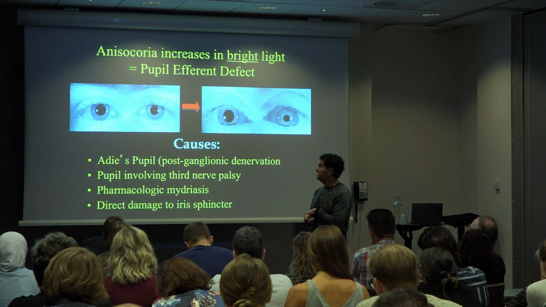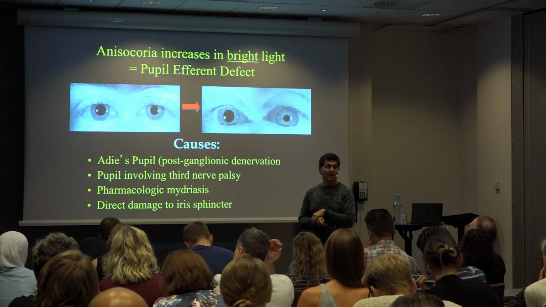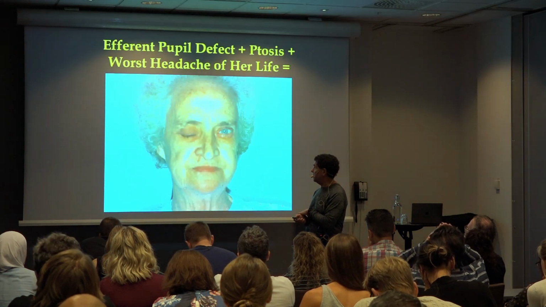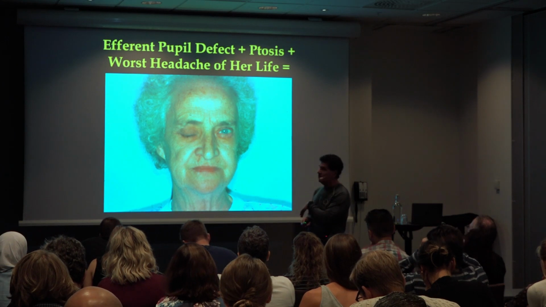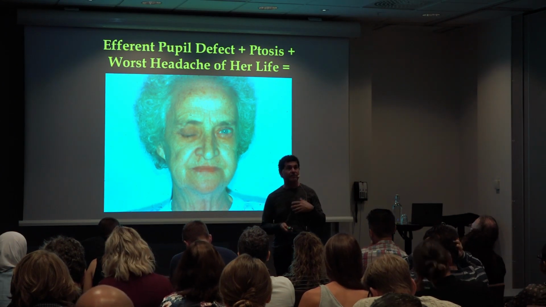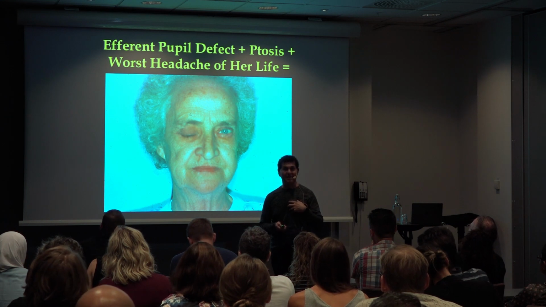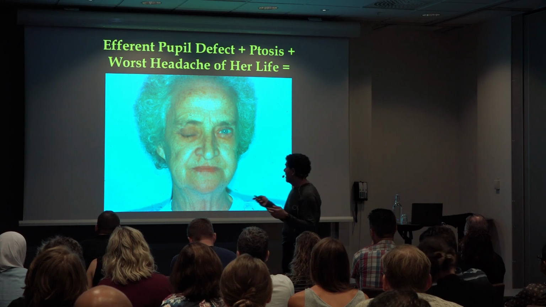In the last 15 minutes, let's try to cover the efferent side on the sphincter muscle, where the anisocoria gets worse in bright light. I'm showing this case, it's an old photo, because I saw this patient as a fellow, and I made a big mistake. So I learned from that mistake. I'm going to hope that you learn from my mistake.